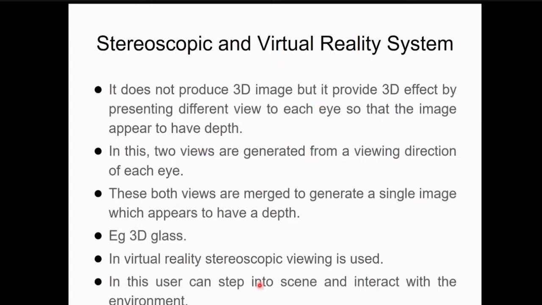Okay, so as I told you, it doesn't produce a 3D image, but it provides such an effect to your eyes so that the image appears to have depth because of this focal length thing. Two views are generated from the viewing direction of each eye. Each eye perceives something different, and together it makes out a 3D image. These both views are merged to generate a single image. It appears to have depth. So that is the basic fundamental of using this 3D and virtual reality thing.